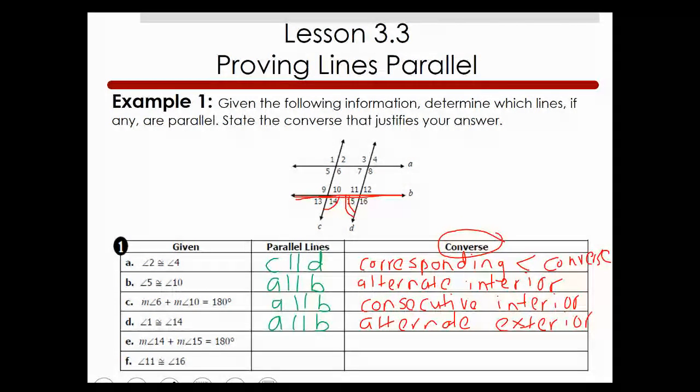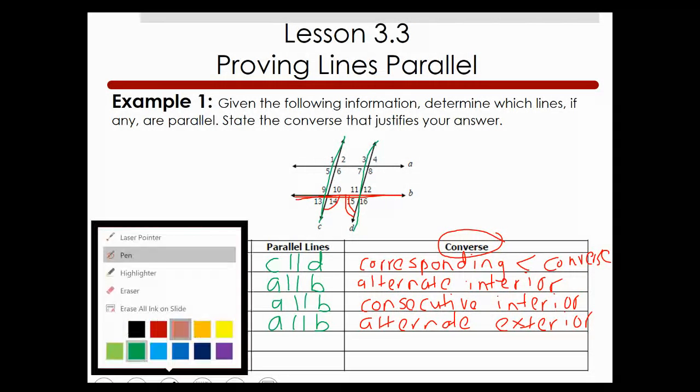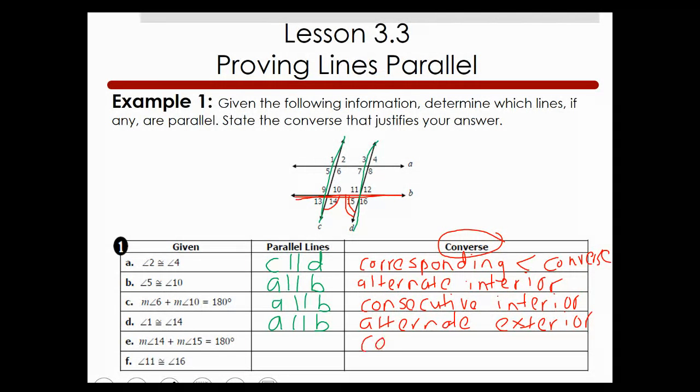This is the transversal. So this looks like they're inside these two lines. So they're inside these two lines and they're on the same side. So it is consecutive interior. Sorry, it's an E. It's really hard writing with your finger. Consecutive interior. And it is the lines cutting angles C and D.